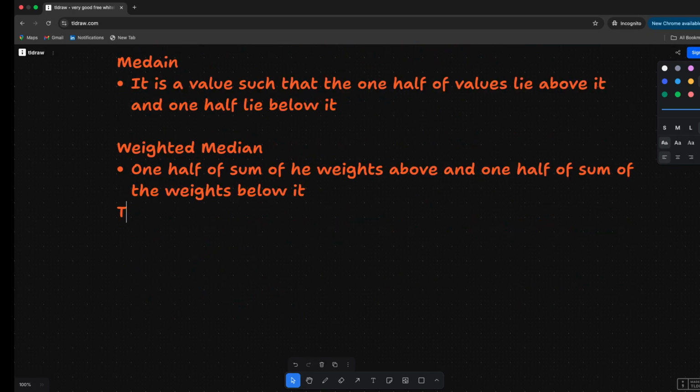Then we have the trimmed mean. Basically, this is the mean calculated after we drop a fixed number of extreme values, removing the extreme values.